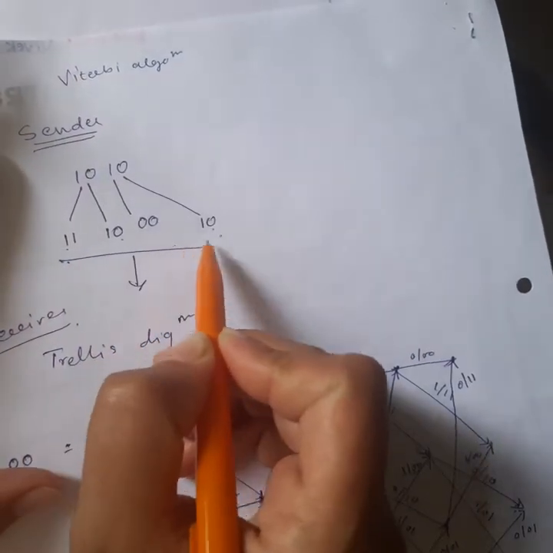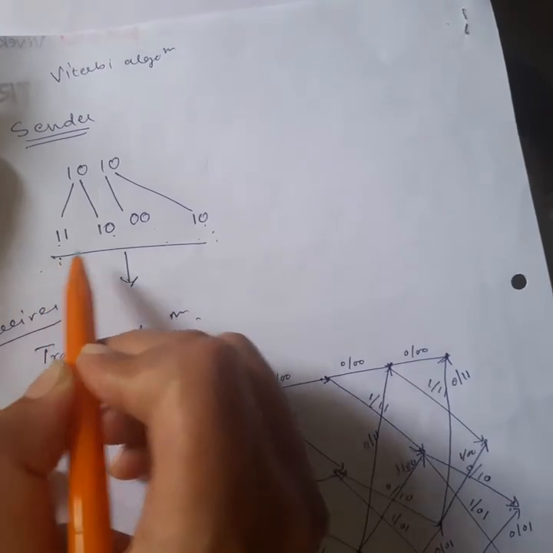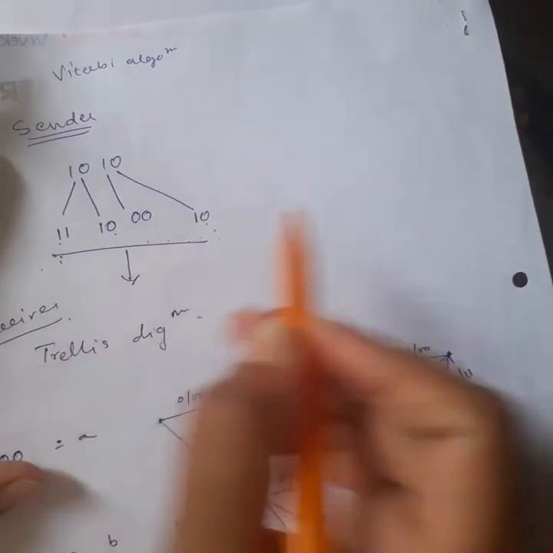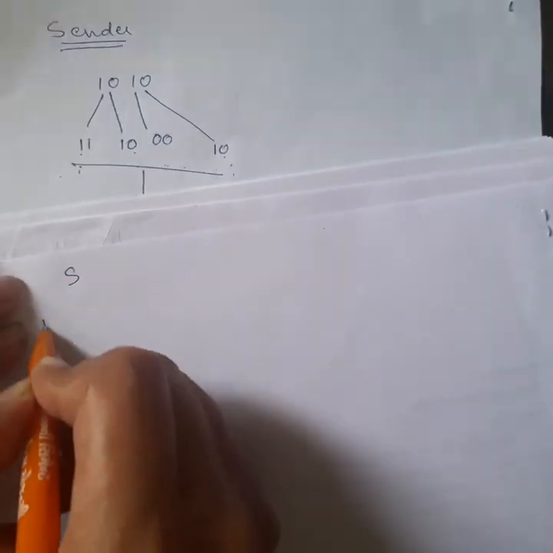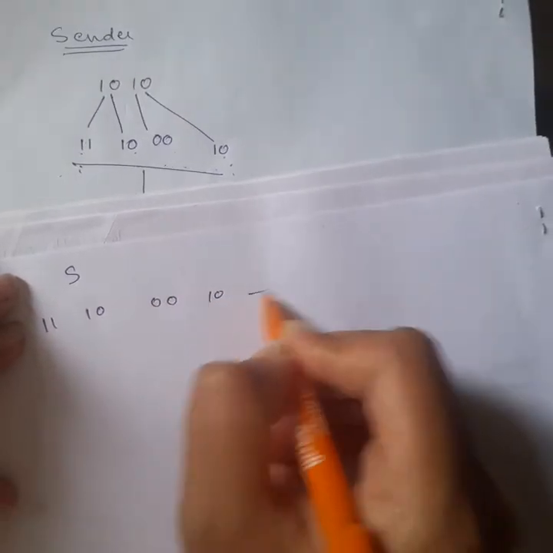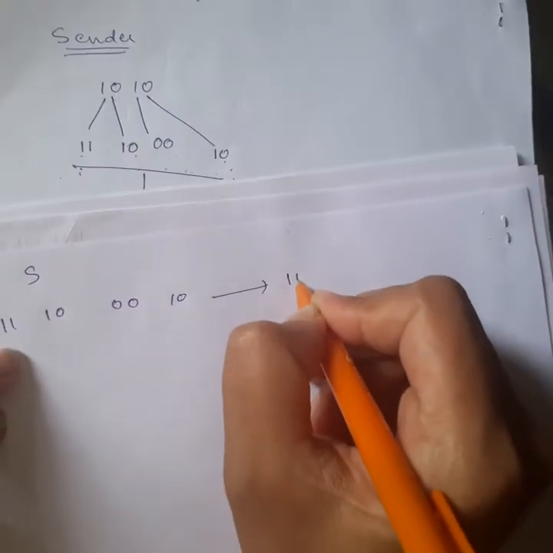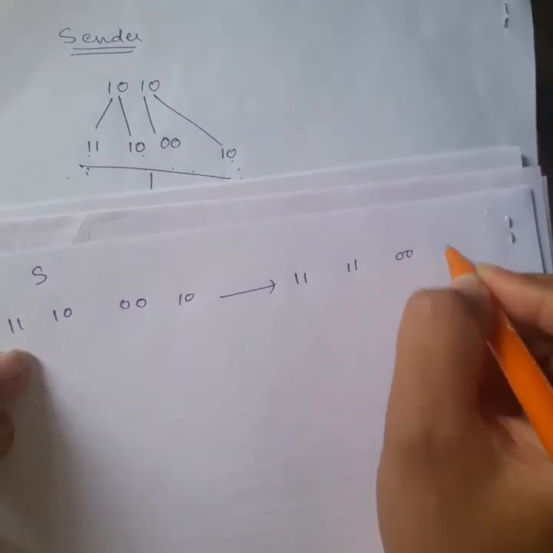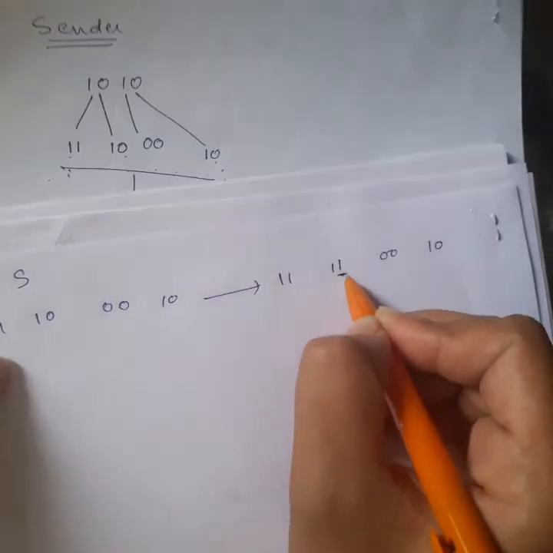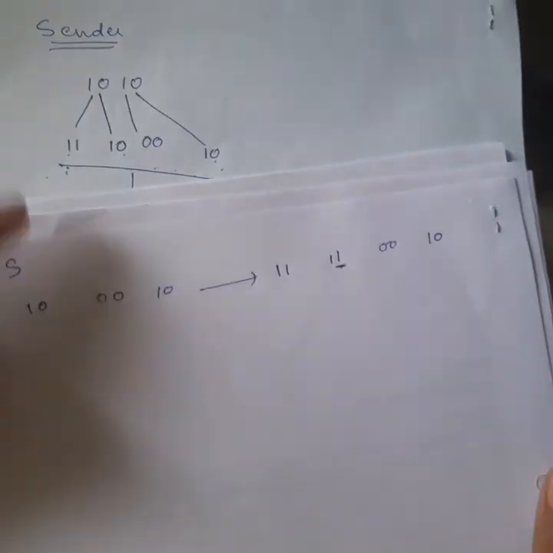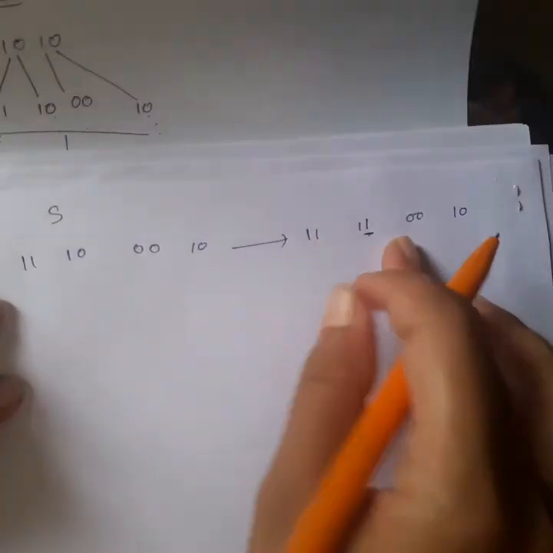Let us see if error is there, then what, right? So let us assume, with the help of the same example, that the sender has sent 11 10 00 10 to the receiver, but the receiver has received 11 11 00 10. This bit got flipped, right? So 1 bit error is there. It can have multiple as well. So if 1 bit error is there, my receiver has received this.